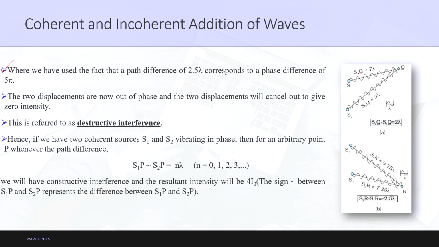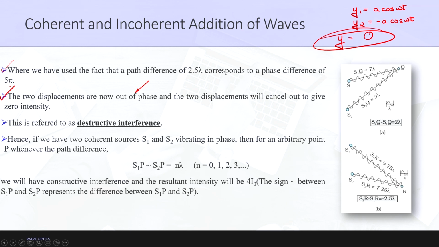Now, the two displacements are out of phase. Why are they out of phase? Because they do not have the same sign after the plus. For the first displacement, y1 = a cos omega t, and y2 = minus a cos omega t. Therefore, y = y1 + y2, which is 0, and the two displacements cancel out to give 0 intensity.